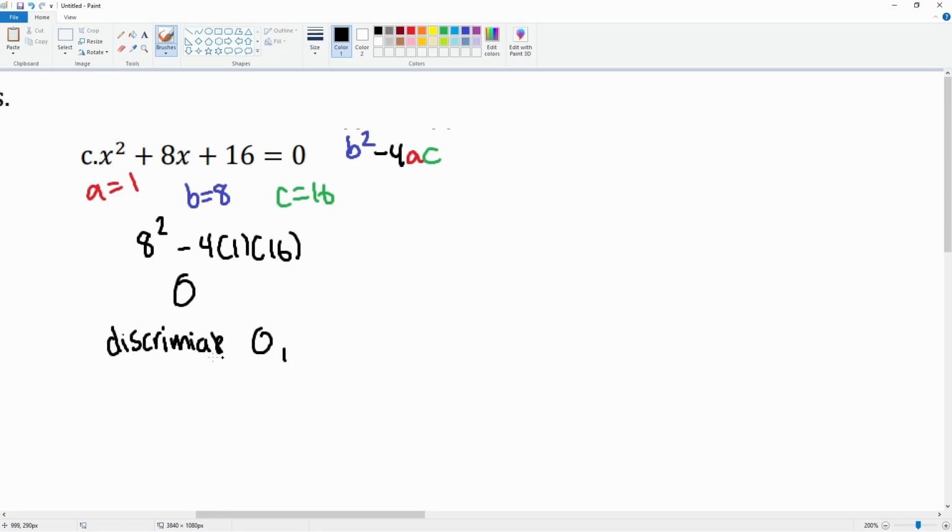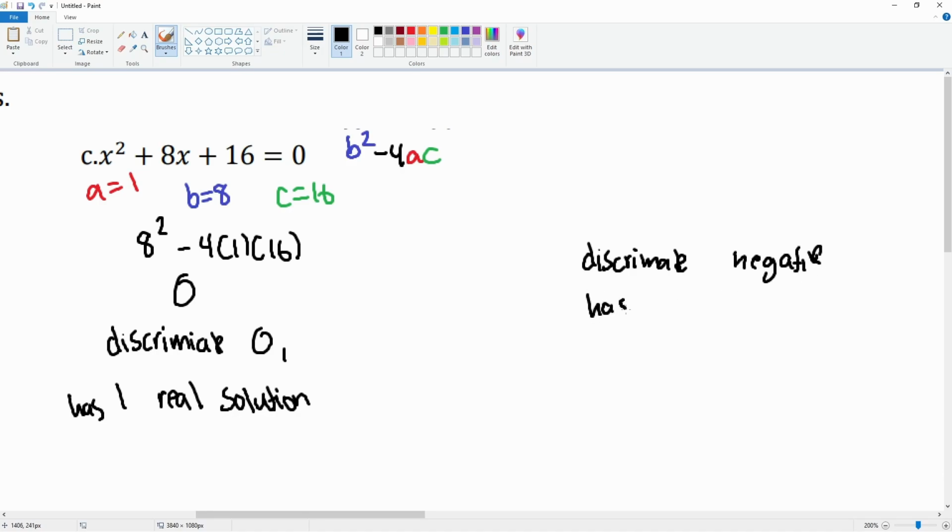The fact that the discriminant is 0, we can say it has only one real solution. All right, letting you know if the discriminant is ever negative, please understand that then it has no real solution. Okay, that example wasn't here, but that's just to tell you the third scenario of the discriminant.